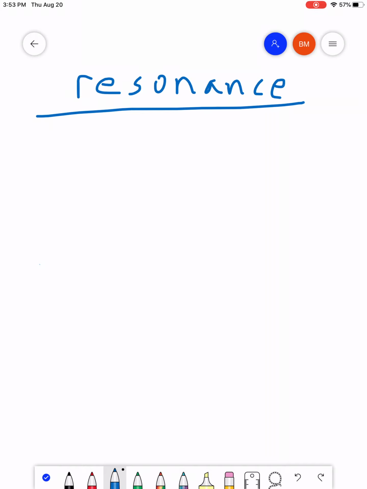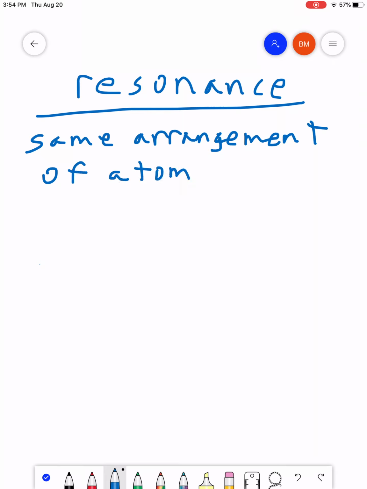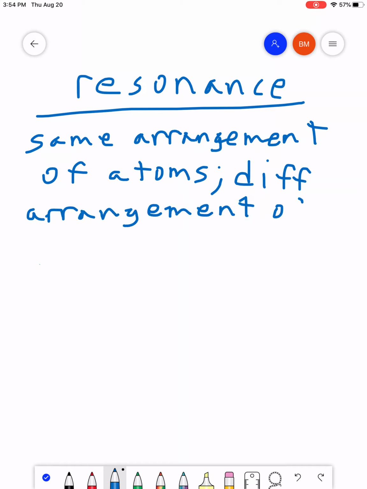Whenever you're drawing resonance, that is specifically showing the movement of very specific types of electrons. Okay? So, whenever you have resonance structures, you're going to have the same arrangement of atoms. The atoms themselves are not going to move, but they're going to have a different arrangement of electrons. And it's not just any electrons. It's going to be specific types of electrons.